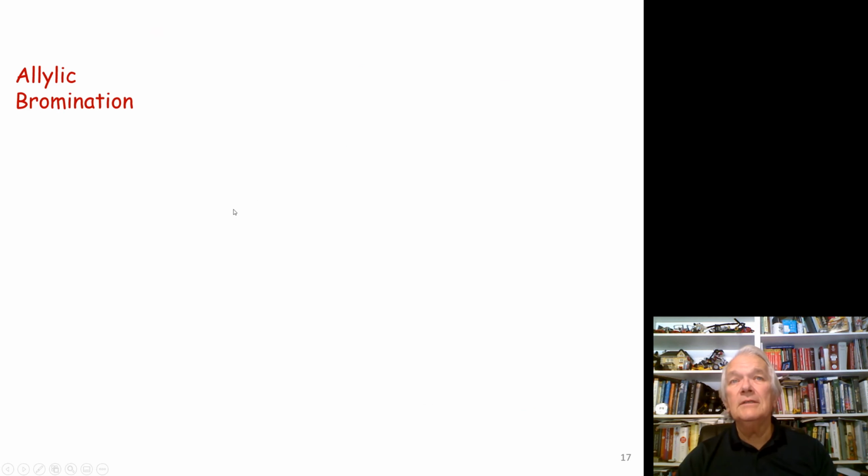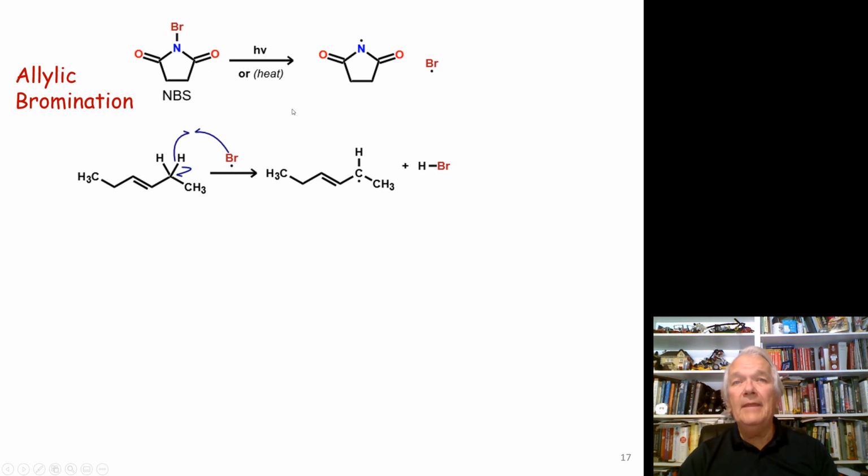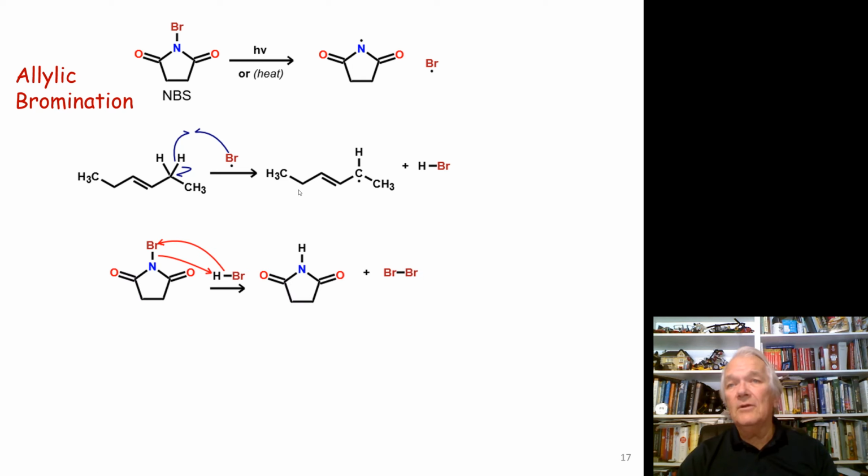And the way this works is really pretty clever. All right, so the first thing that happens is you break a little bit of that N-Br bond, or you can use some heat. Or sometimes just the impurities around are enough to give you a little bit. And sometimes you don't need to do anything intentionally, it just happens. But anyway, this will form a Br dot. And that Br dot will do the reaction. It'll abstract the C-H hydrogen, and you'll get your first allyl radical. That allyl radical is going to react subsequently, but something else is going to happen here first.